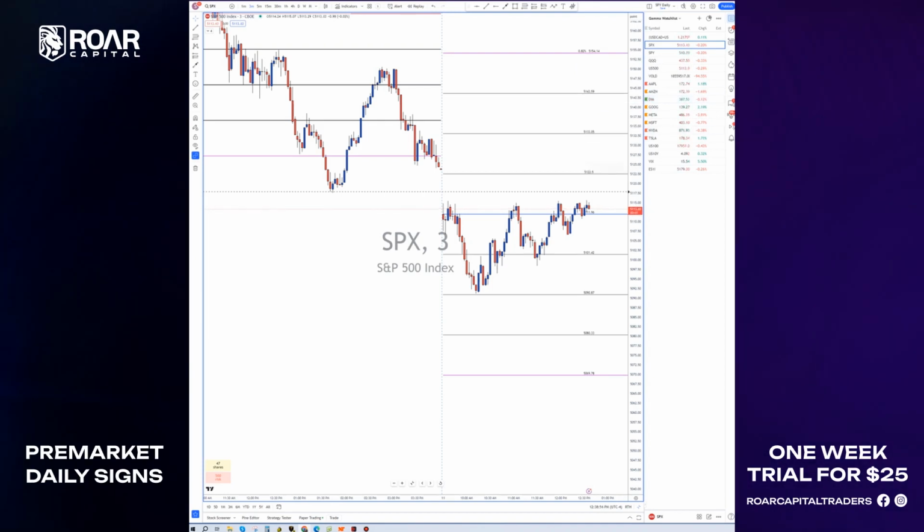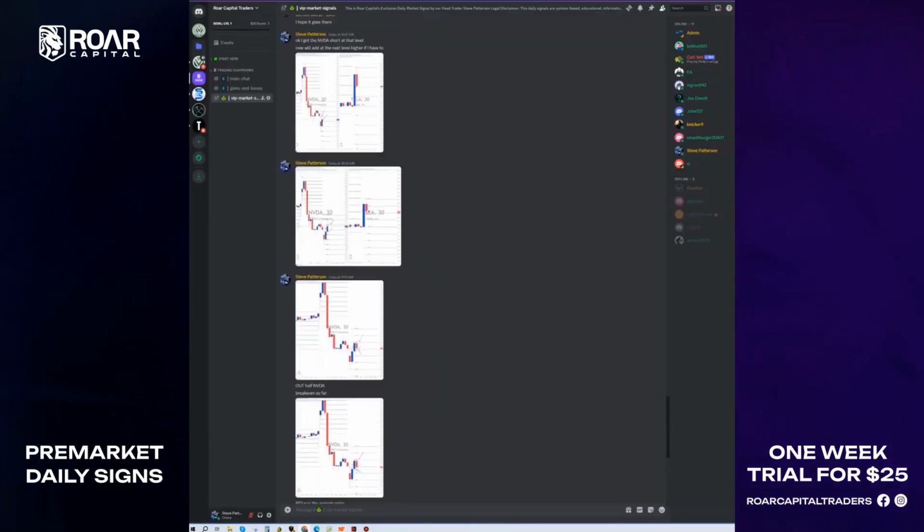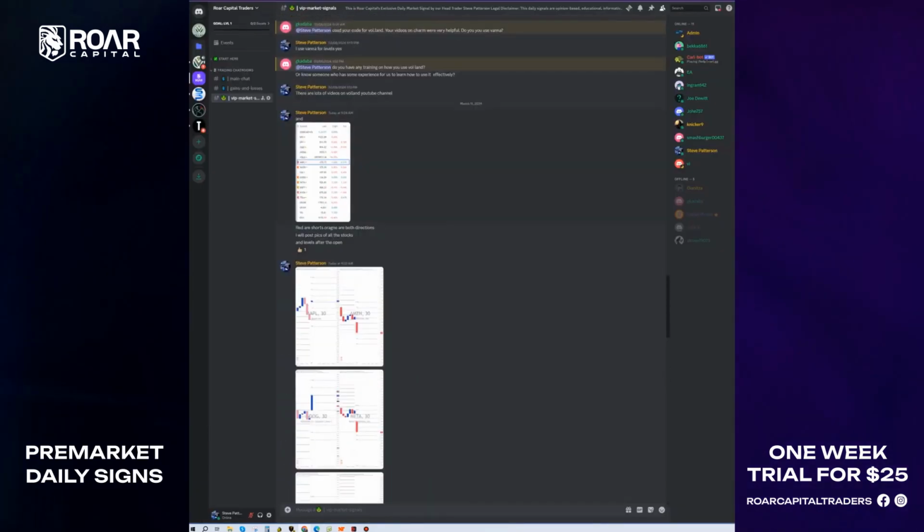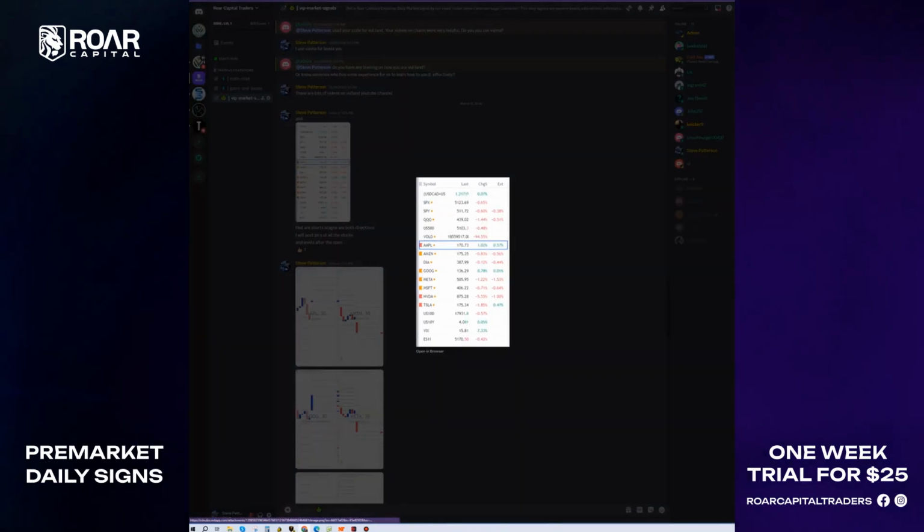So each morning, inside the Discord room, you can see here this morning, I posted the list of the stocks that I wanted to short, neutral, and there were no greens this morning. Because the market's fast, I want you guys to be prepared for those types of things.